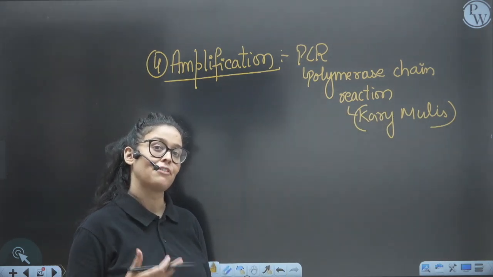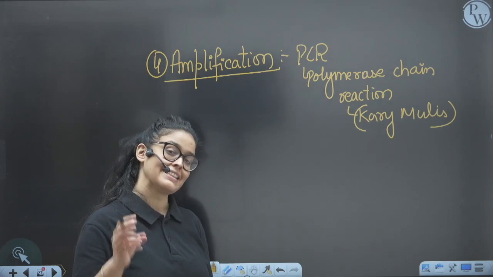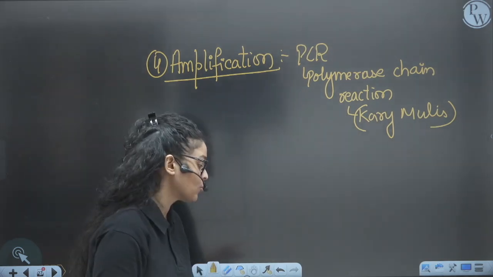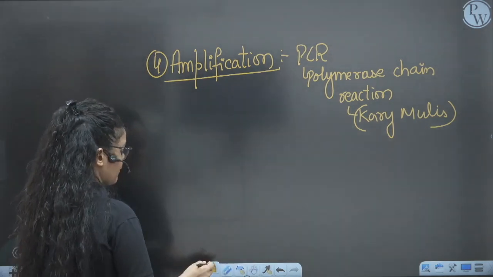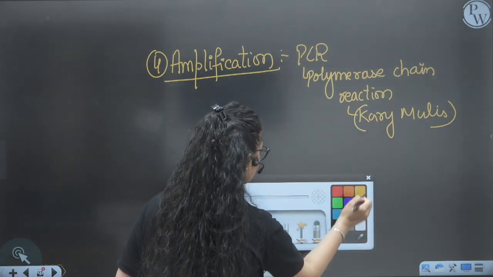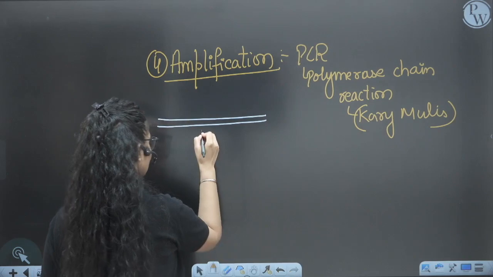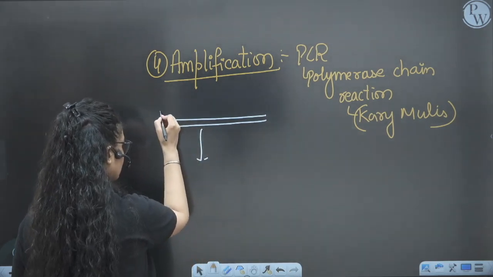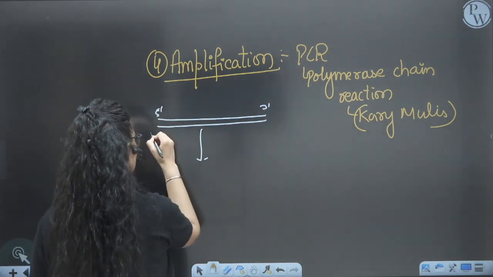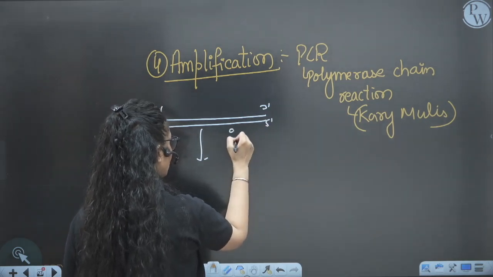It is used to amplify our gene of interest in 3 steps. So what are those 3 steps? We are using very, very high temperature in the PCR. Suppose this is our gene of interest that we want to amplify. What will we do?